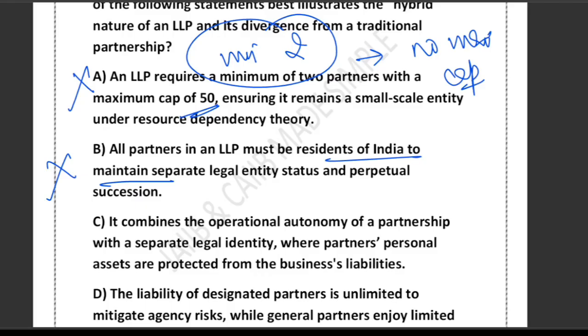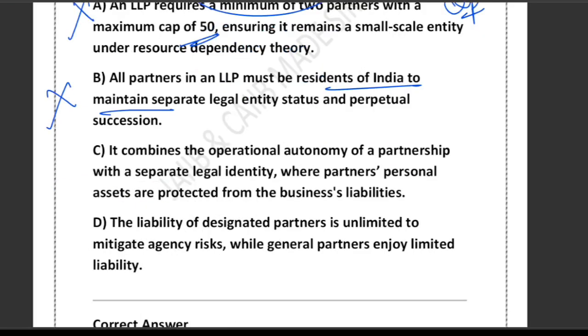What about C? It combines the operational autonomy of a partnership with a separate legal entity of a company. Exactly. C is the correct one. This is 100% correct, because LLP works like a partnership when it has flexibility and autonomy, and LLP has a separate legal entity also, which is different from the partners. So partners' personal assets are protected, because a company is a separate legal entity. Similarly, LLP is a separate legal entity. So partners' personal assets are protected and liability is limited only up to agreed contribution. So this perfectly explains the hybrid nature.